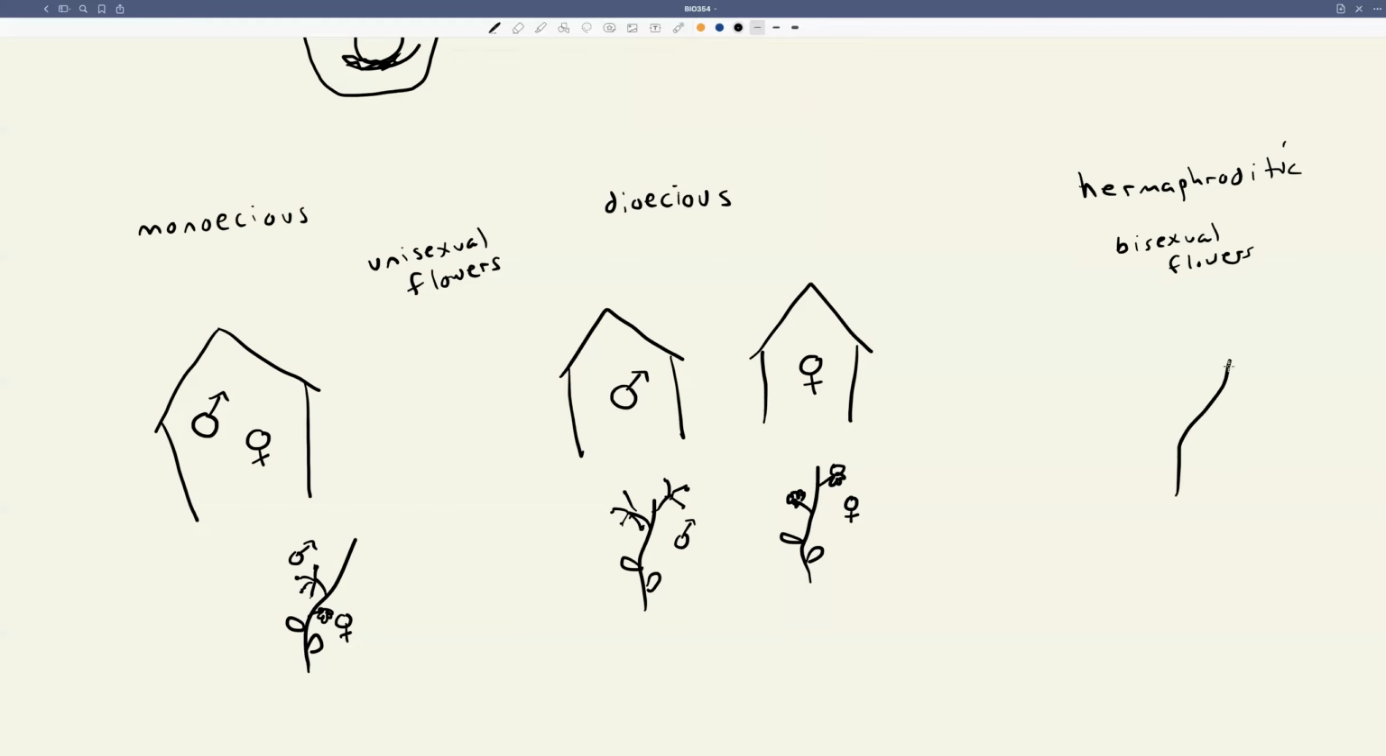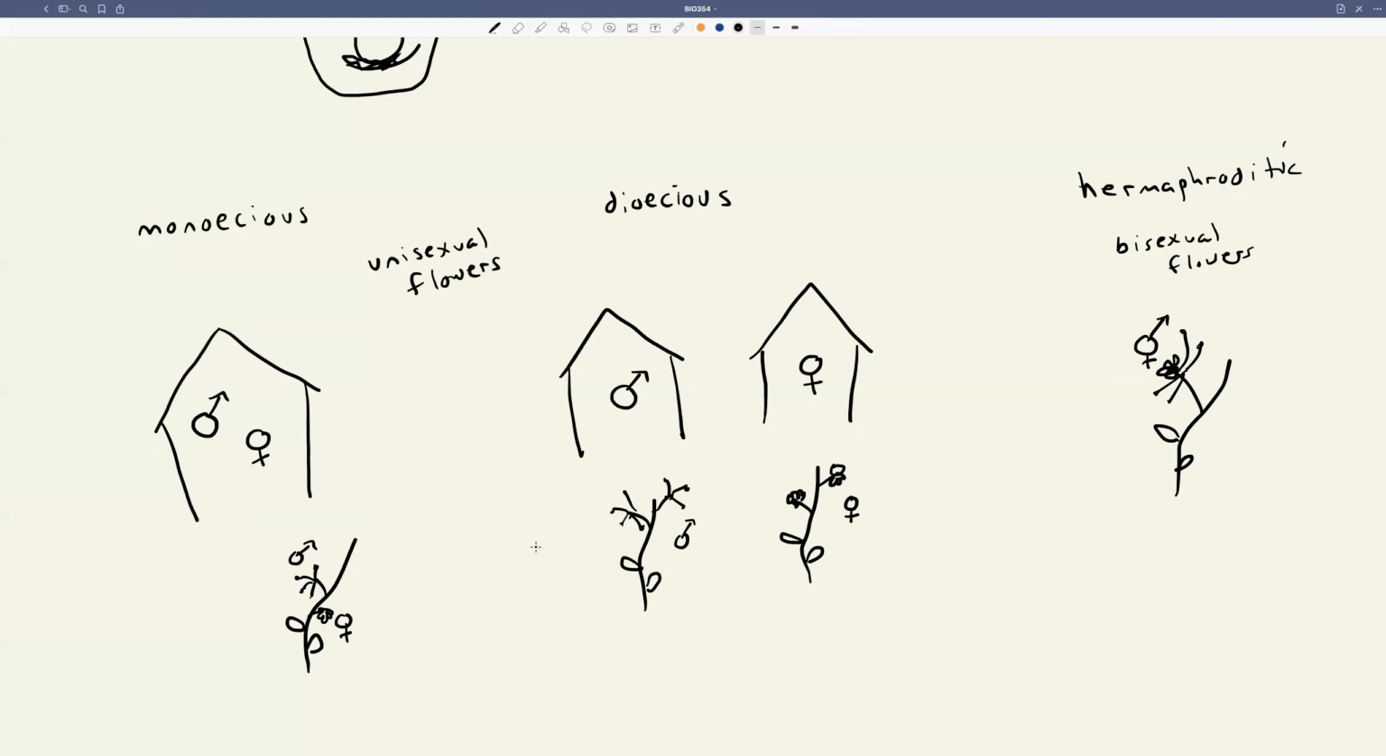And this would be a single plant. I'm just going to mess that up. Trying to draw one flower here with carpels and stamens in the same flower. So the flowers that we started looking at with those diagrams, those were hermaphroditic flowers, bisexual flowers with male and female parts in the same flower. So this is most common. And this is a plant that potentially could fertilize itself. The same flower could fertilize itself.